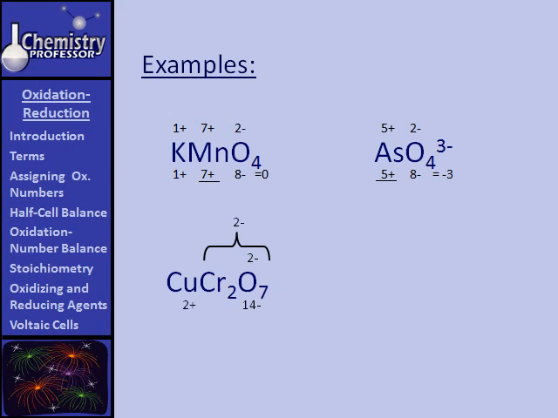Okay, copper has to be +2 because there's only one dichromate. It's a -2, so copper has to be +2. There's only one copper, so it's a +2. Now calculate chromium. What does chromium have to be to go with that +2 and that -14 to equal 0? Well, it's got to be a +12. How many chromiums do you have? You have 2. So each one is +6.